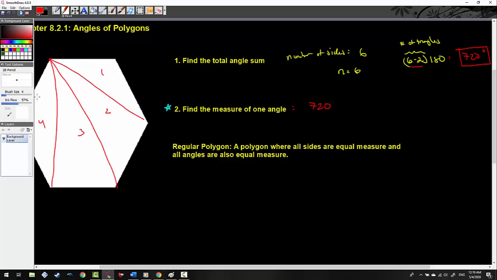But I want to make sure that I find the measure of one of the angles. Well, luckily, all of the angles are of the same measure. So what we do is we divide that by the number of angles that we have. And how many angles do we have? Well, we have 6, which is also the number of sides we have. So we just divide it by 6, and we end up getting each one to be 120 degrees.